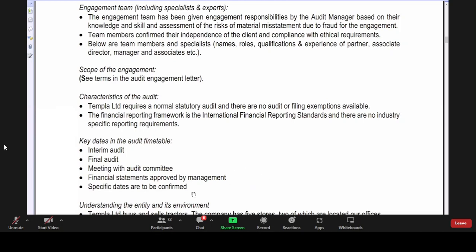Then the specific dates are to be confirmed. Now, when you are doing this audit strategy, you don't know the specific dates, because, for example, you may not know when the audit committee is going to sit. But normally, in our case, we always have the board timelines. We know when the audit committee is going to sit. We know when the main board is going to sit. So here, the issue of specific dates being communicated or confirmed is not a problem, they're definite because we know them and we communicate them to the auditors. Okay.